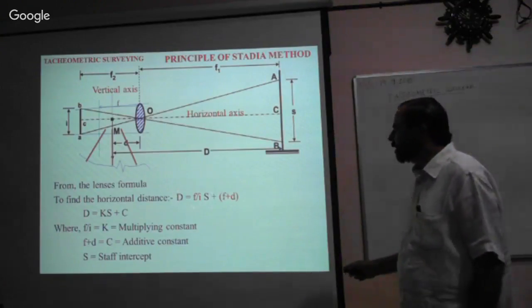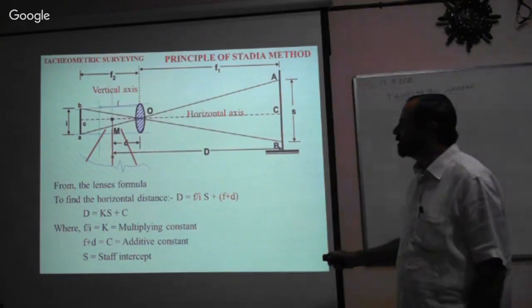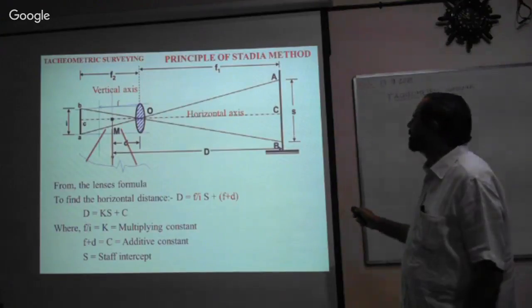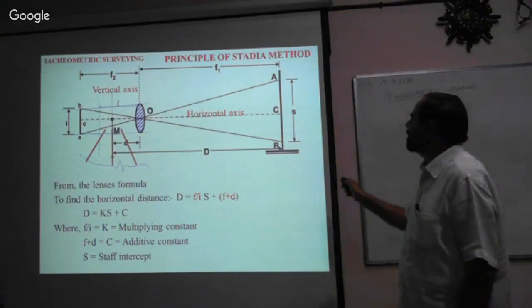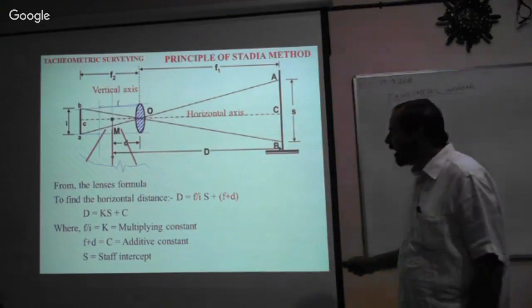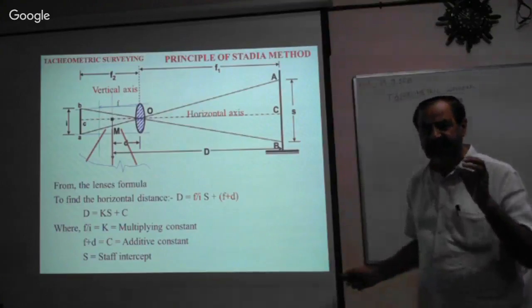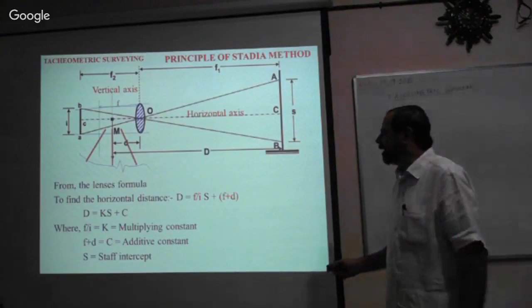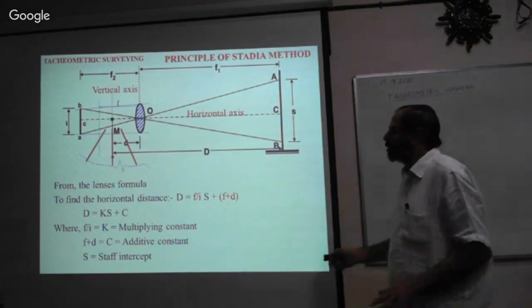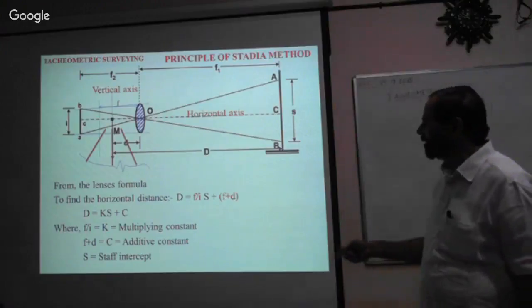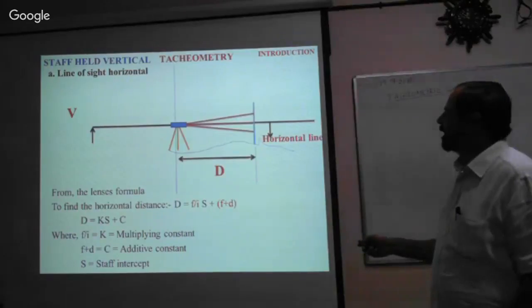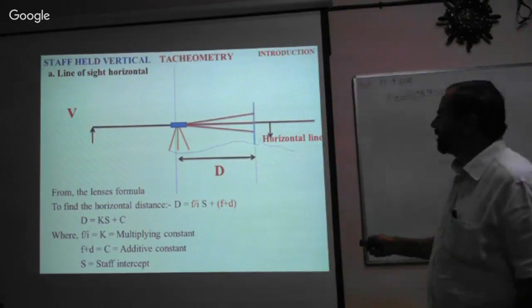Now please remember, this is the horizontal distance from the instrument axis to the location where we are recording the staff intercept. From here to here, it is D. That D is equal to (f/i) times the staff intercept plus (f + d). Now one should know about it. Please remember this, don't forget this.